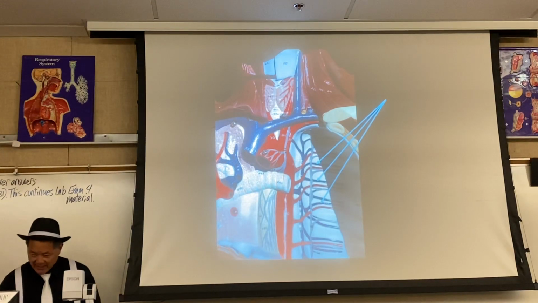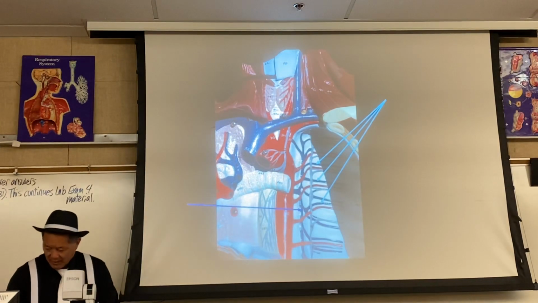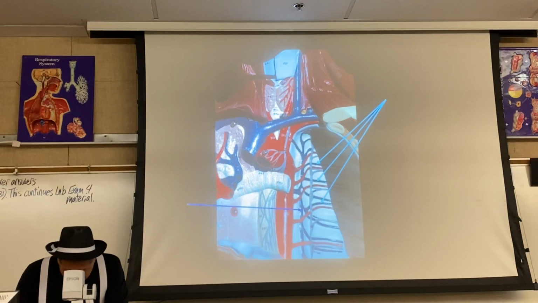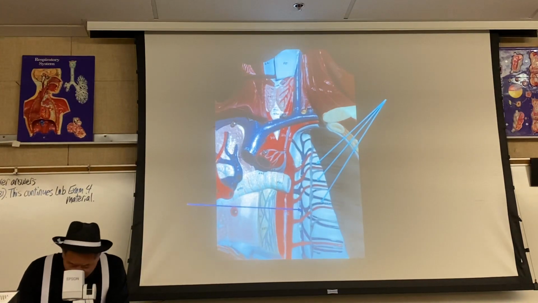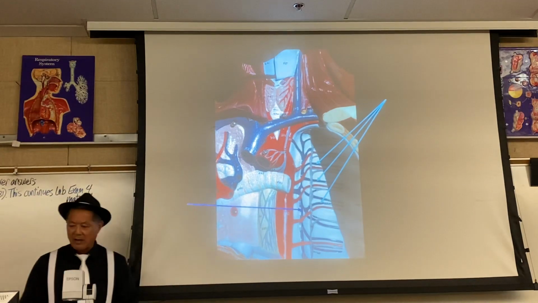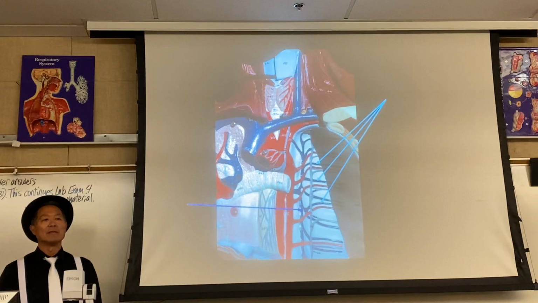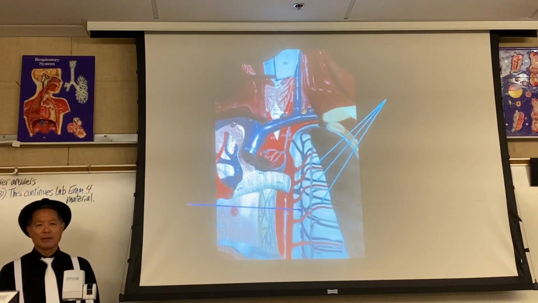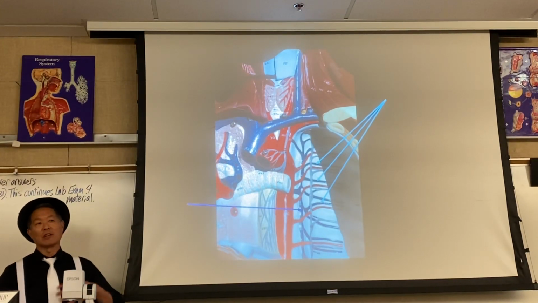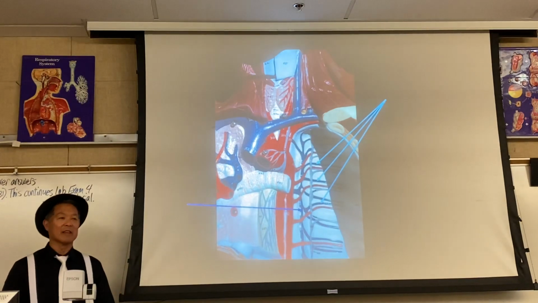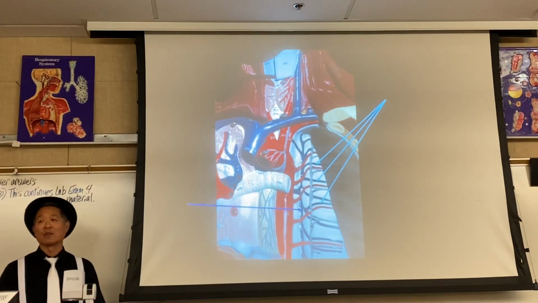On the left side, they dump into the hemiazygous vein. So the light blue arrows are 53L, and the dark blue arrow is 52, hemiazygous vein. The right intercostal vein dumps into the azygous vein, and they are not symmetrical.